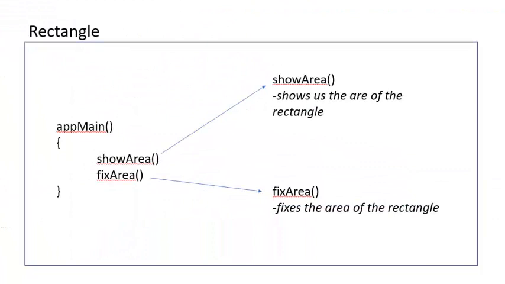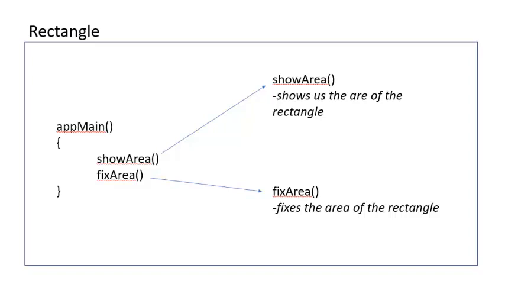To start with, we see that there are three modules in the rectangle class. The methods are appMain, showArea, and fixArea. This diagram shows us the relationships between these methods. In this case, the appMain method is the central method that calls the other two methods. appMain will call showArea and fixArea.